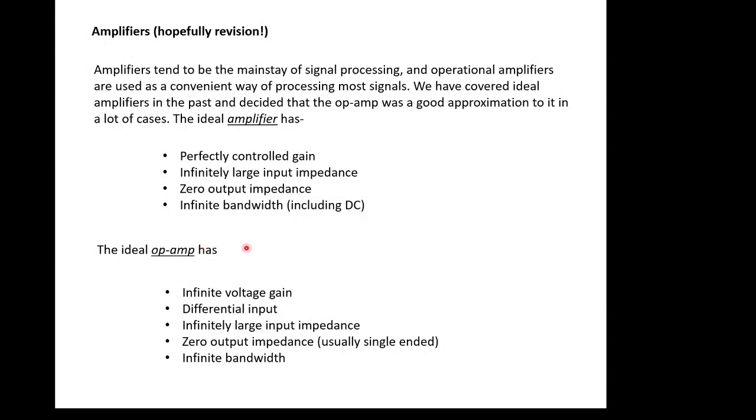Now, the ideal op-amp, which is just a class of amplifier, or just a device that can make amplifiers, actually has an infinite voltage gain, which is different from a perfectly controlled gain, differential input, and the reason for that we'll talk about in a minute, infinitely large input impedance, which matches this requirement very nicely, zero output impedance, again matches that nicely as well, and infinite bandwidth. And remember, this is the ideal op-amp. So the ideal op-amp has a lot of commonality with the ideal general amplifier, but they're slightly different from each other, as we'll see.